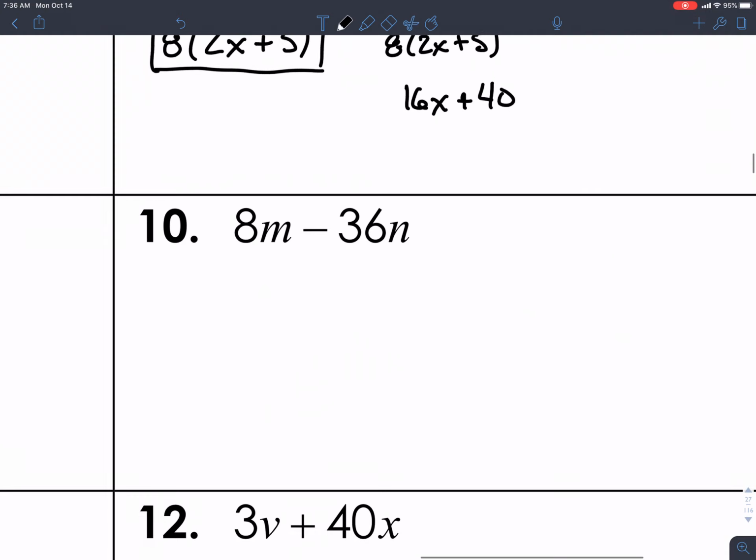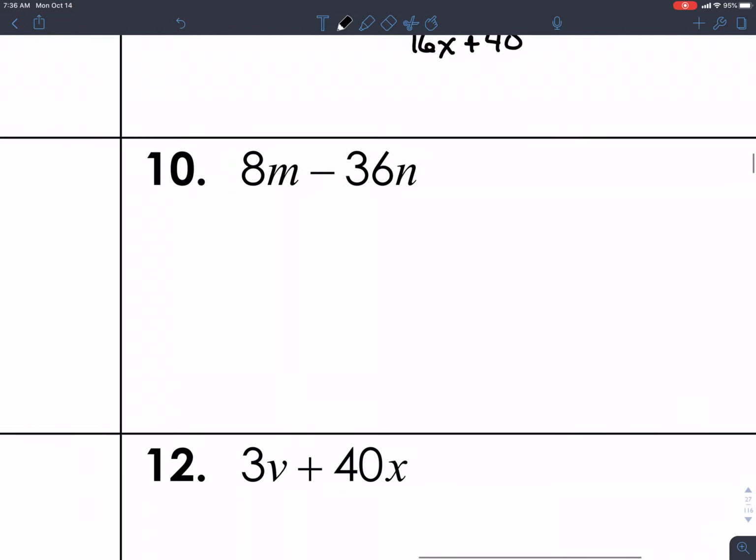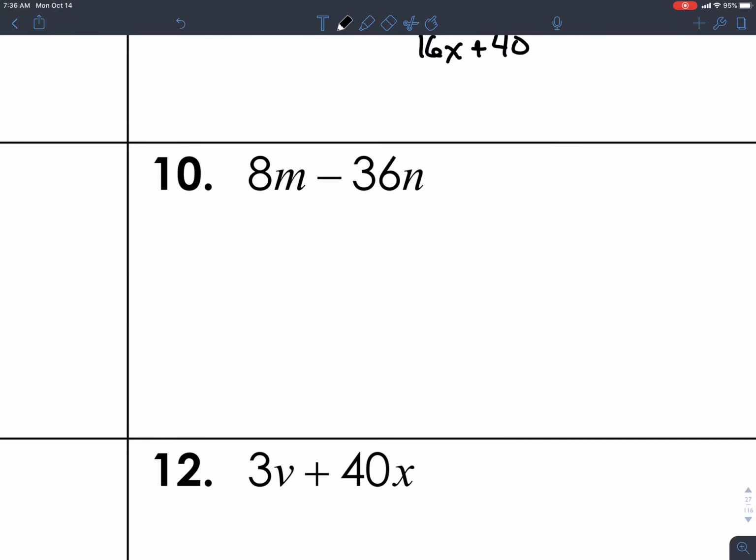Let's take a look at this one. 10's an odd one. 10 and 12 are both kind of odd, but don't just stop and go, I can't do it. It's not as hard as you think. We're just looking at numbers that go into the numbers that I already have. What can I divide 8 and 36 by? Well, let's look at 8. That's 1 times 8, 2 times 4. That's it. That's all there is.